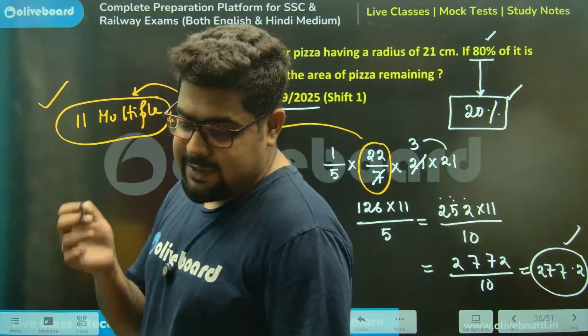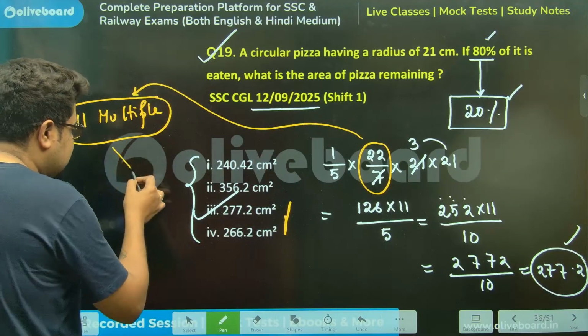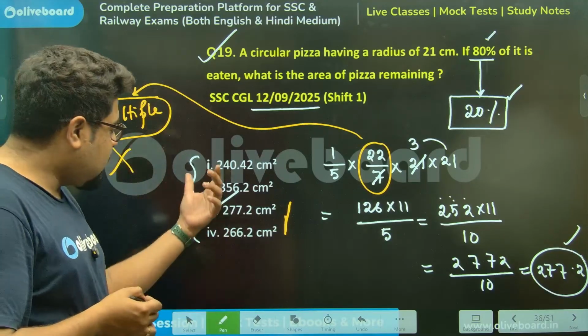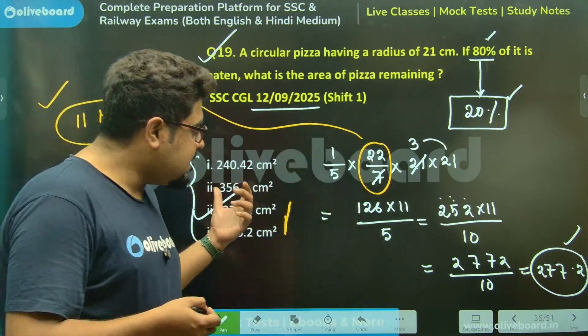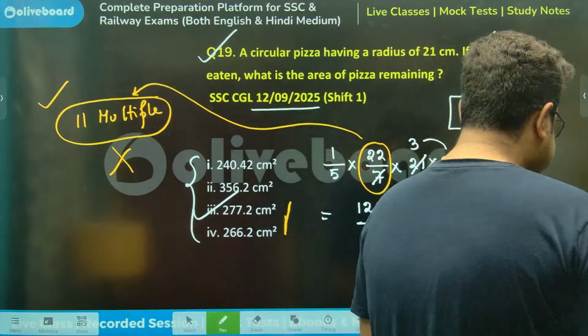A multiple of 11, sorry, multiple of 0 I'm saying. So this technique will not work here. So just looking at the options. That's why I said no, do the calculation. You must. You cannot omit that.